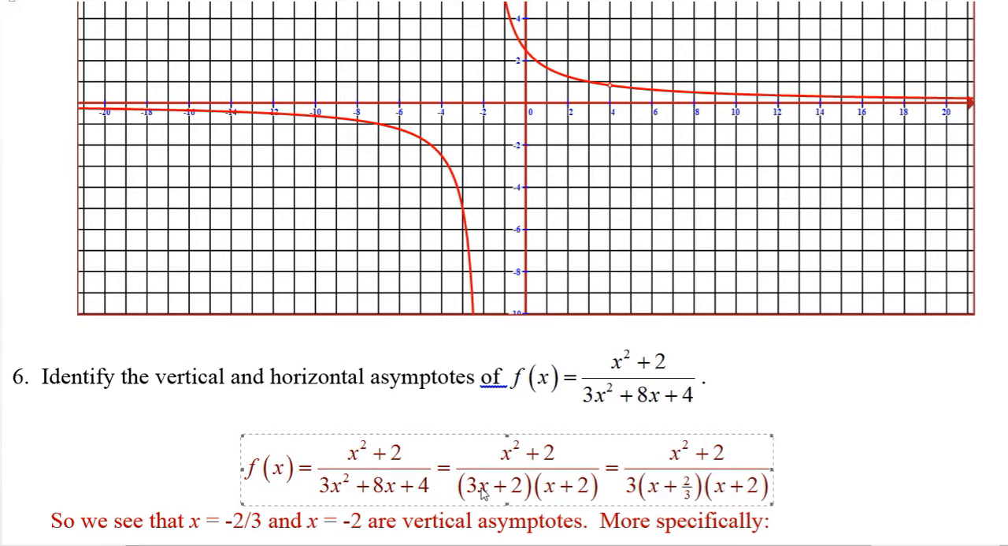Another way to write this is if I could factor a 3 out of this and make this 3 times x plus 2/3. So whether you're seeing it this way or this way, I think you can see that x equals -2 is going to make the denominator 0, and x equals -2/3 is going to make the denominator 0. And since they still make it in, this is the reduced version, they will be vertical asymptotes. No holes in the graph on this one.